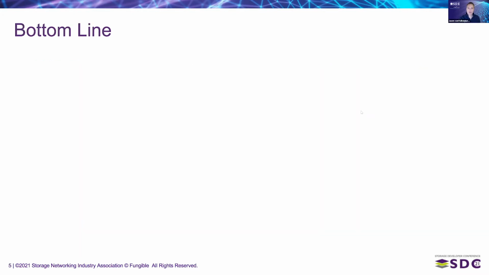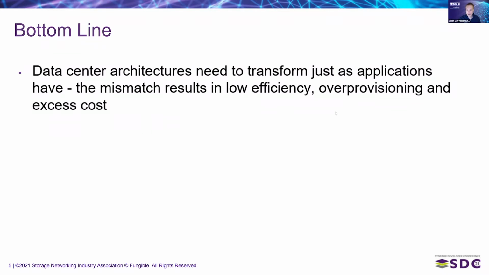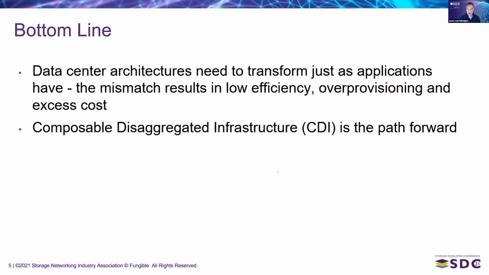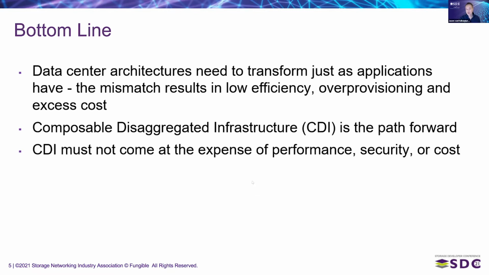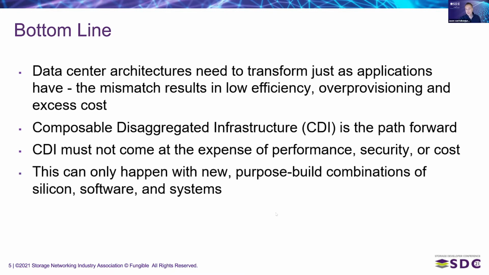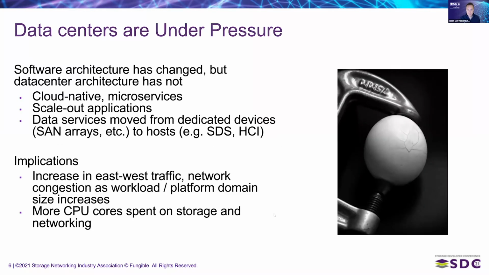So what's the bottom line that we want to talk about? First, data center architectures need to transform just as applications have. The evolution that's happening at the application layer hasn't happened at the data center layer, and that's an impedance mismatch. The net effect is low efficiency, over provisioning, and excess cost. Composable disaggregated infrastructure is the path forward, but CDI must not come at the expense of performance, security, or costs. There are prerequisites for successful CDI, and we're going to talk about that. The net effect is this can only happen with new purpose-built combinations of silicon, software, and systems.